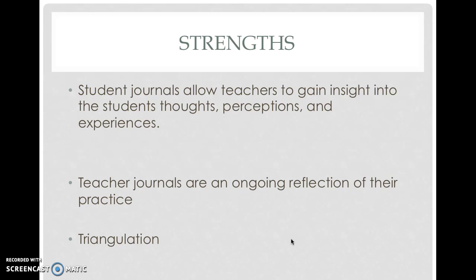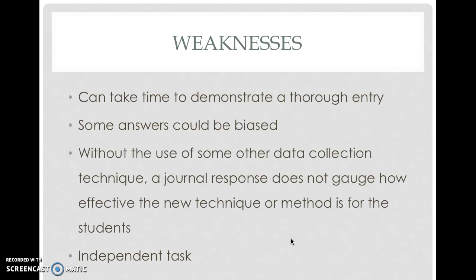It's also an easy way to include triangulation in my research because students' journal entries can be compared to the observations I make in class as well as their assessments. So, if through their journal entries I'm seeing different answers than what I'm observing or their assessments are stating, then I'll be able to validate that and go from there.